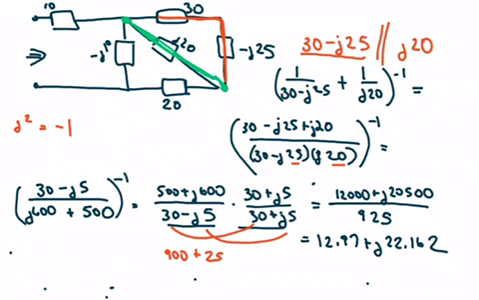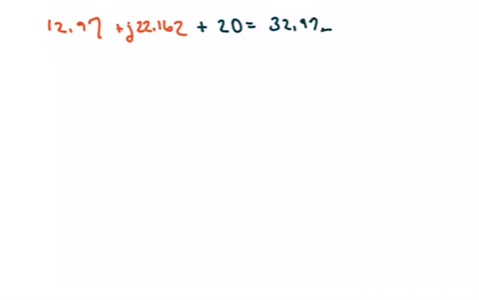Okay, so moving forward, now that I have this term in parallel, these terms here, now I need to add them in series with that 20 ohm resistor. So my 12.97 plus J22.162 is in series with my 20 ohm resistor. So now I have 32.97 plus J22.162. And this term is now in parallel with my J10 term.